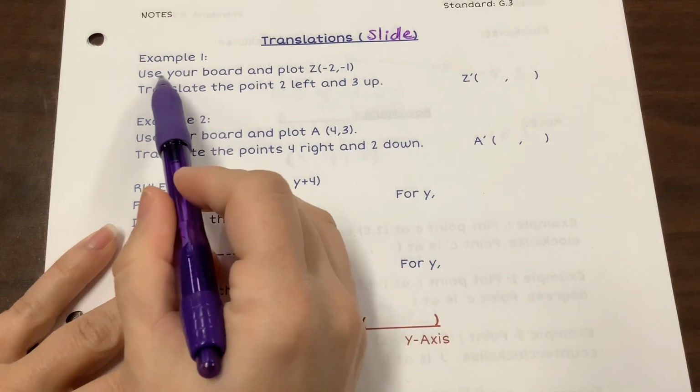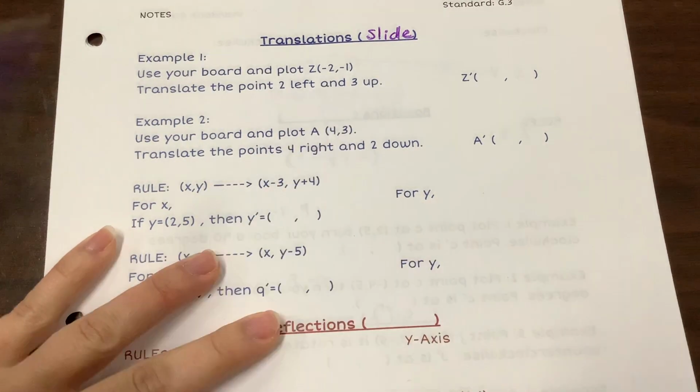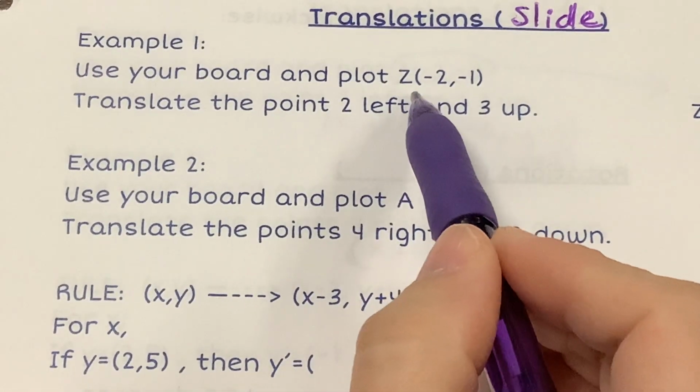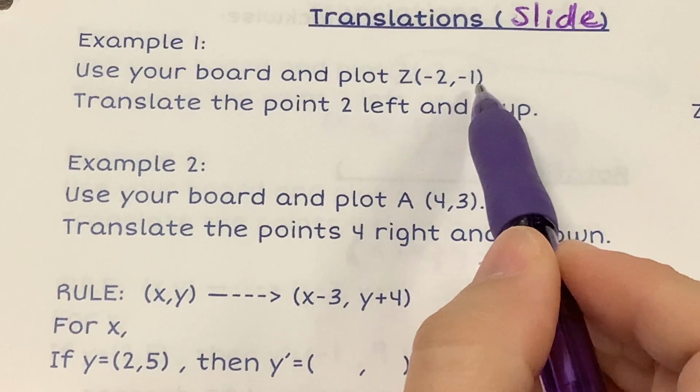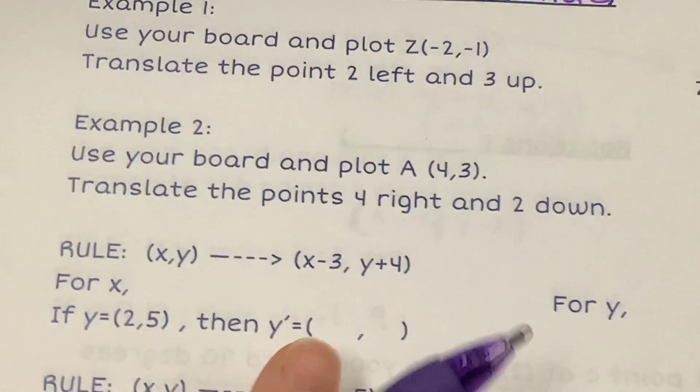Okay, so for our first example, we are going to use our whiteboard to plot this ordered pair. It says, use your board and plot point Z at -2, -1. That's where we're going to start first. So on your board, we're going to plot point Z at -2, -1.